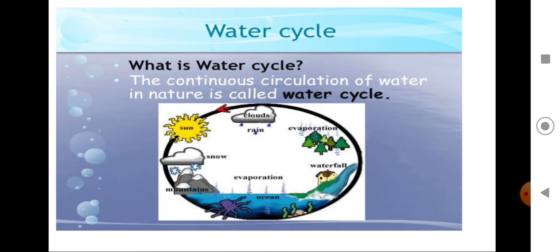We learned about the water cycle in nature in our previous class. By now you all know that the water cycle is the cyclic movement of water from the earth to the atmosphere, again coming back to the earth. That is another way we can say it: the continuous circulation of water in nature from earth to atmosphere and back to the earth is called the water cycle. And in the water cycle we learnt that very important processes such as evaporation, condensation and precipitation are involved.